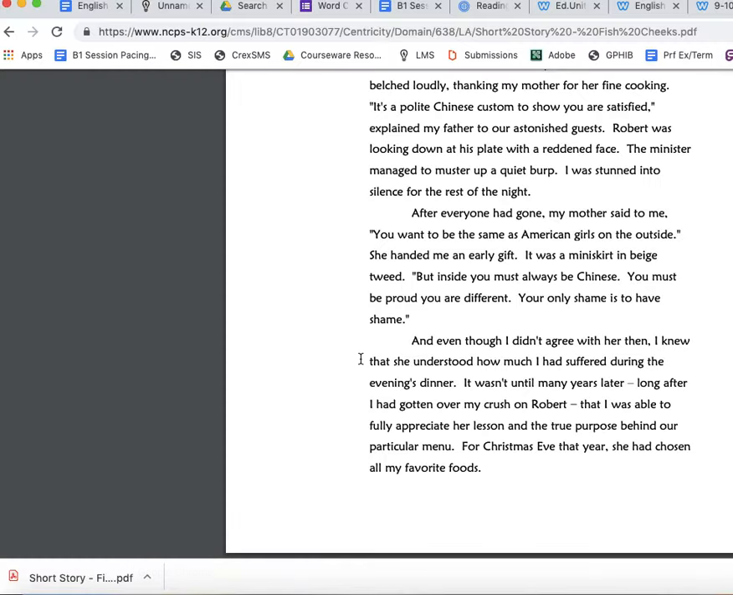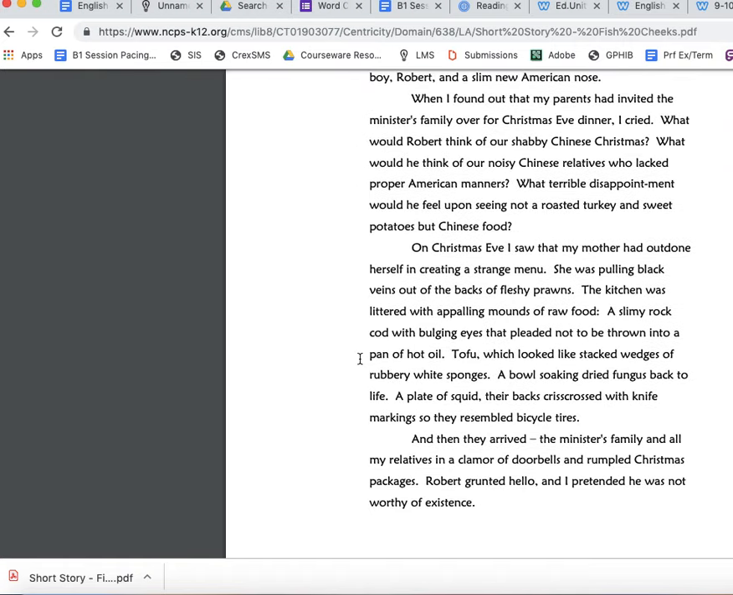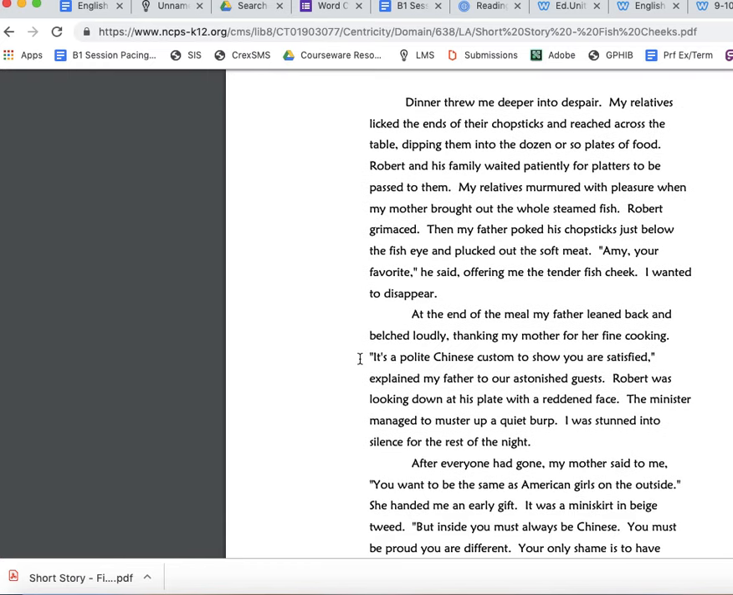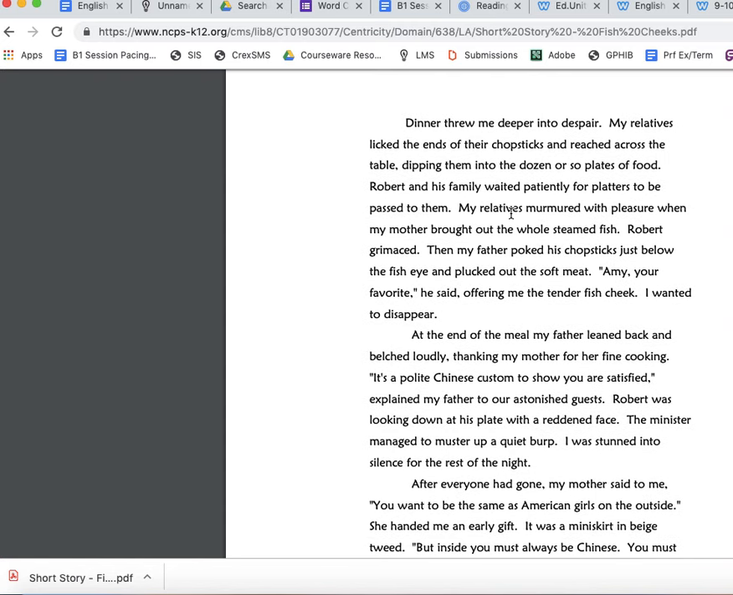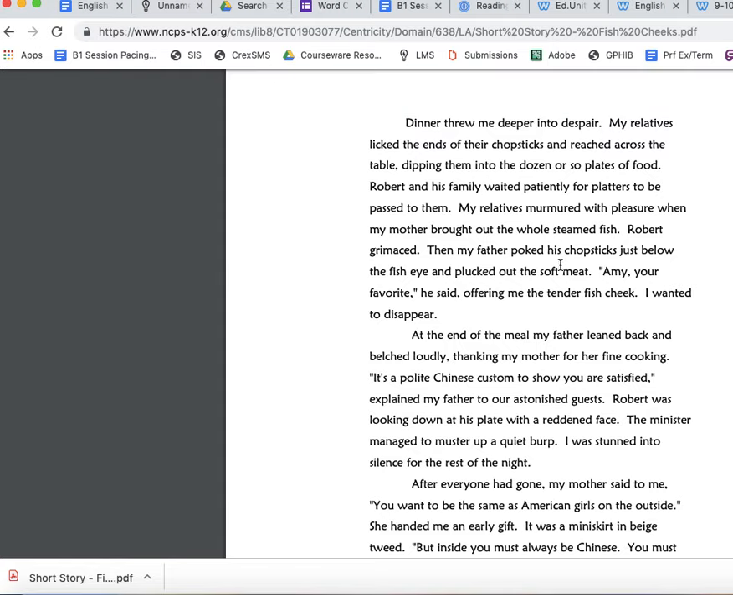So I'm going to look back through here, and I'm going to identify a couple of things that help me with that understanding of be proud of who you are. Don't be afraid of where you come from. So the first part I'm going to say here: "Dinner threw me deeper in despair. My relatives licked the ends of their chopsticks and reached across the table."